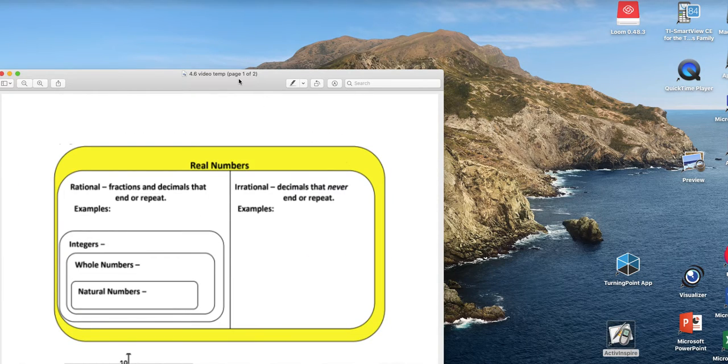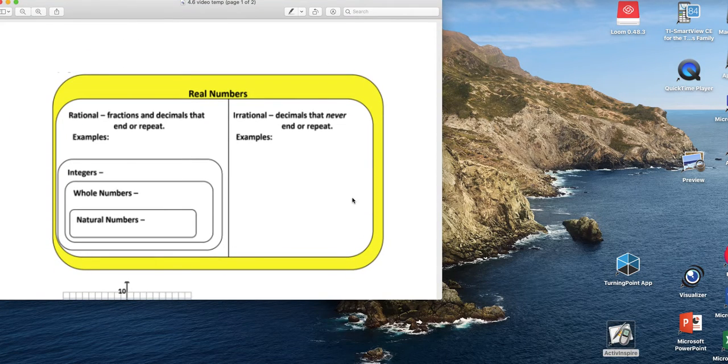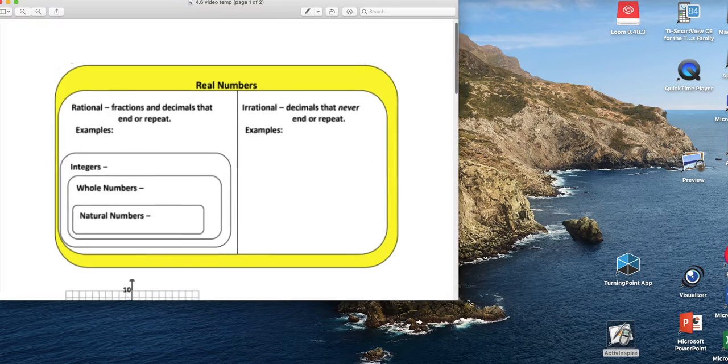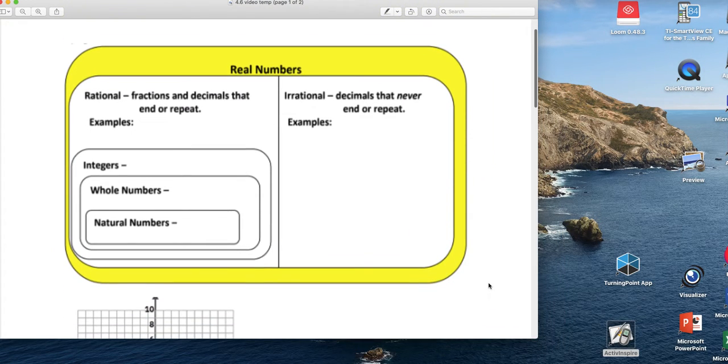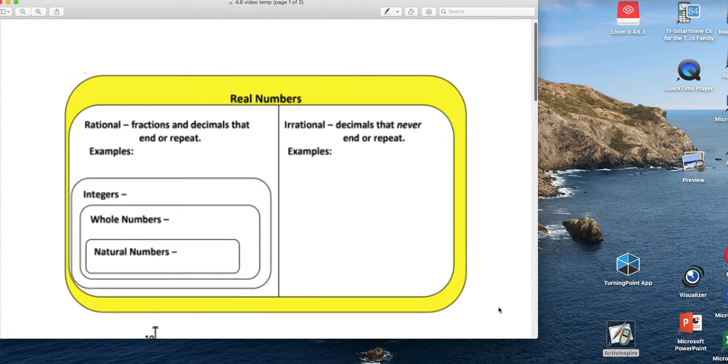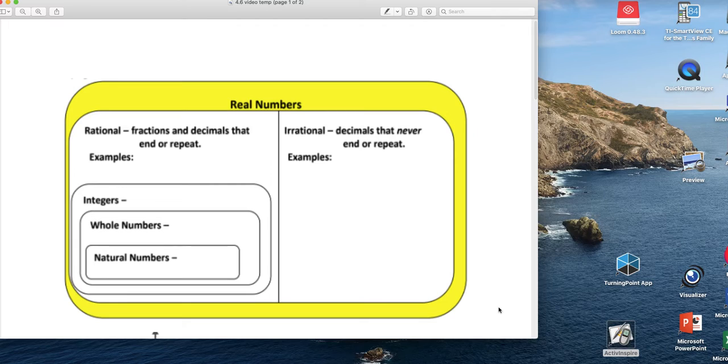Before we can do lesson 4.6, we have a bunch of stuff to review. So we're going to start with this. All the way back in chapter 1, we talked about real numbers and subsets of real numbers. We are going to use this today, so I'm going to go back and review it.